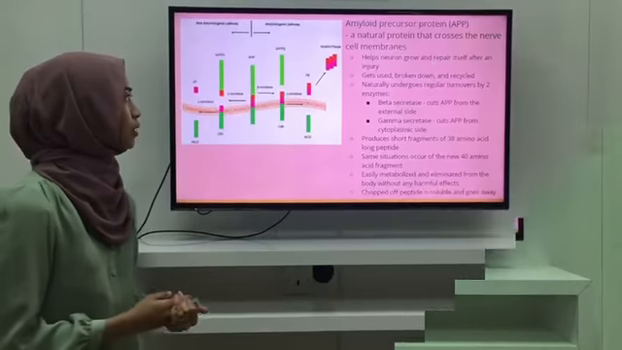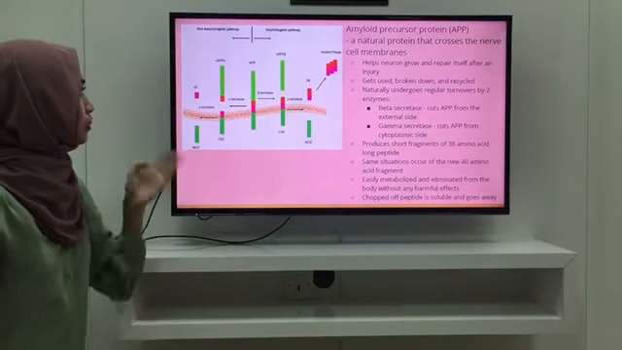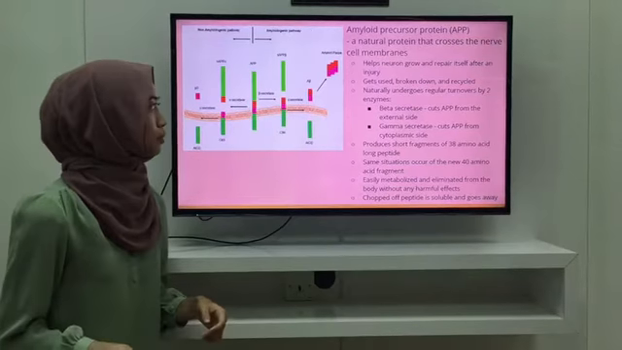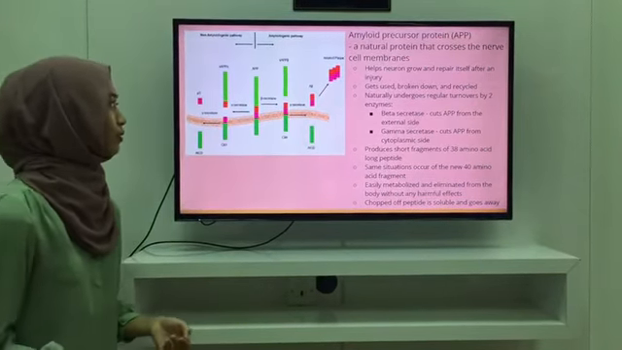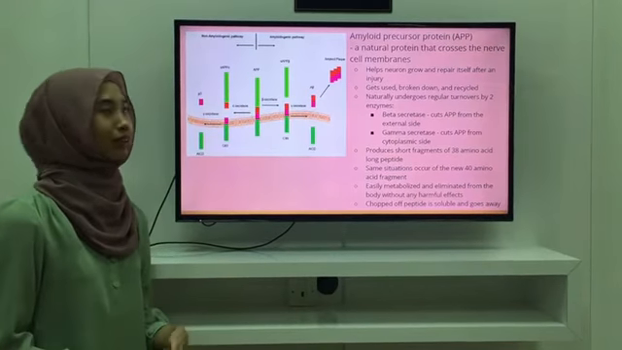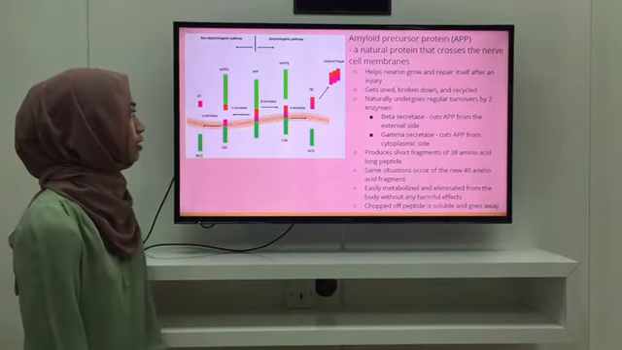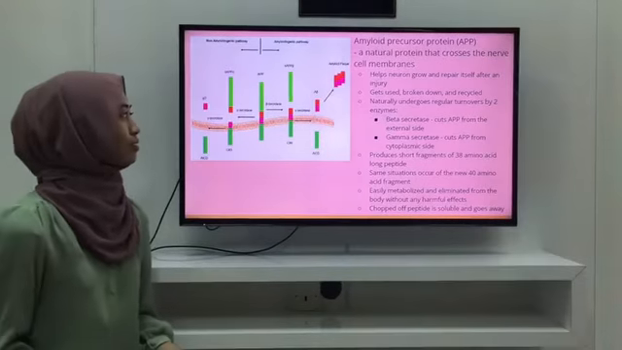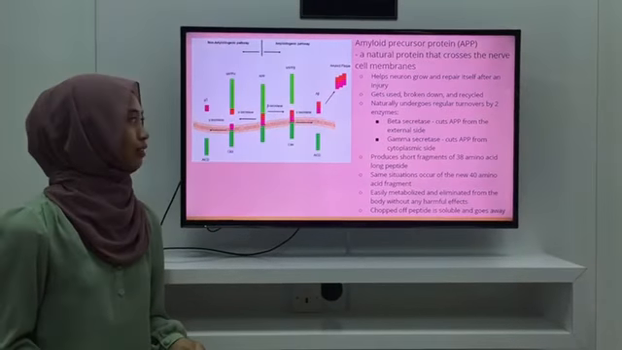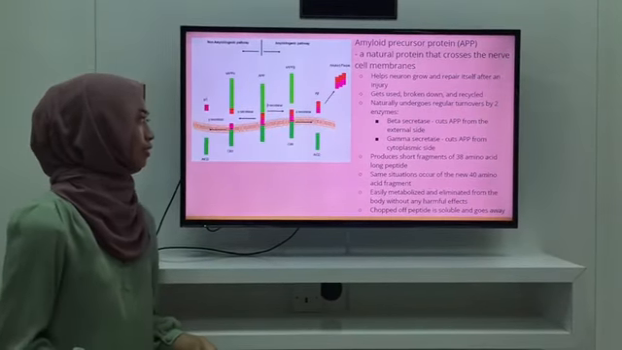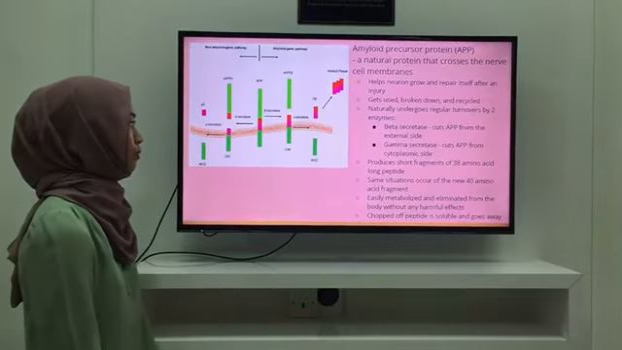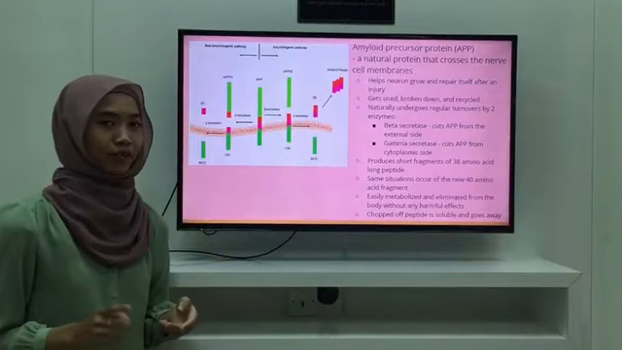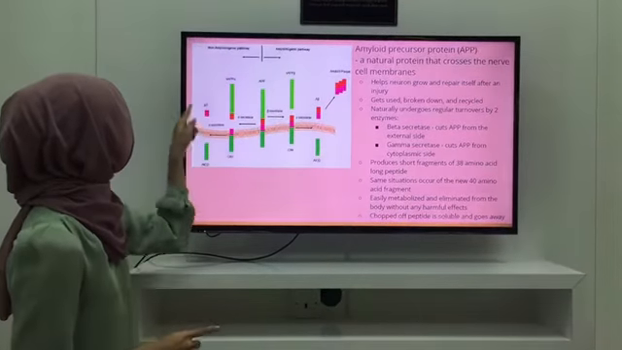The next one is amyloid precursor protein. Amyloid precursor protein is a natural protein that crosses the nerve cell membranes. It helps neurons grow and repair themselves after an injury. After it gets used, broken down and recycled, it will naturally undergo regular turnover by two enzymes, which are beta secretase and gamma secretase.